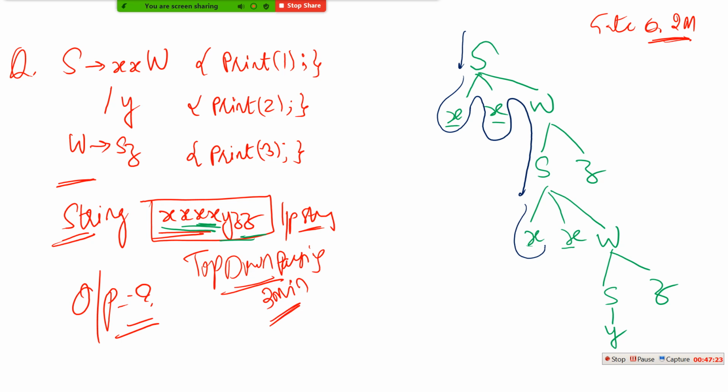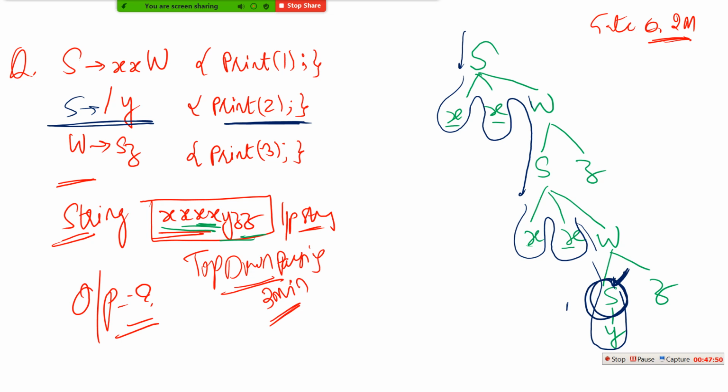In this manner we will again traverse x and x, but double x is not a part of anything. And this w is a non-terminal. This is generating double x, but we don't have the value of w as of now. But this s derives y, that is, the second transition is generating. So this transition will print 2 first, because this is executed first. At the first position, this s is generated, and it is executed first. So this will print 2 as an output.